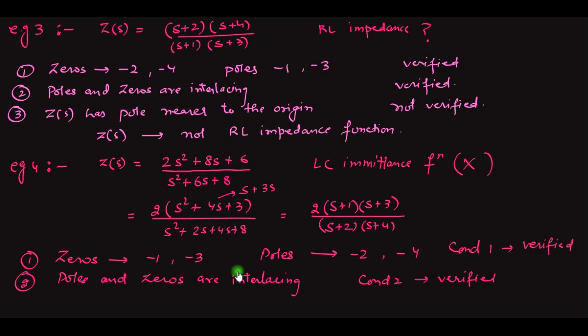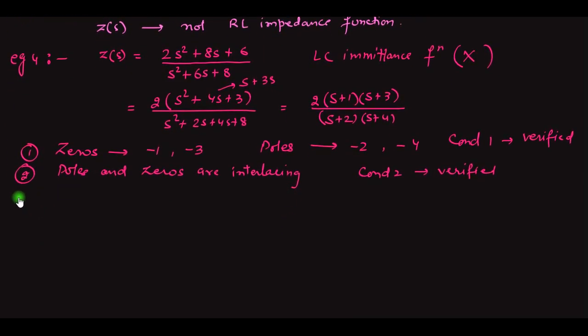Now we will check condition number 3. Condition number 3 says that among all the poles and zeros, there should be a zero lying closer to the origin. And among all these, I can see that there is a zero at -1, which is very near to the origin. So I will say a zero is lying closer to the origin. Hence, condition 3 is also verified.